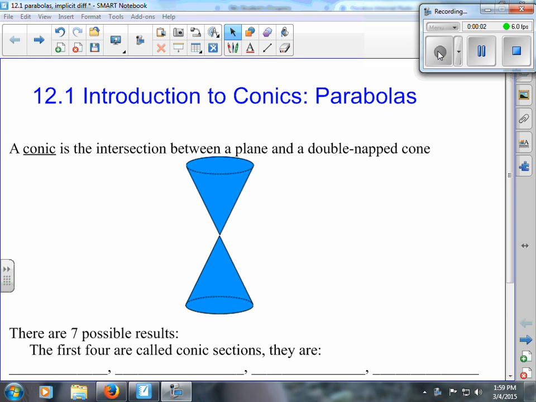Okay, so today we're going to start chapter 12. We are going to learn about some conic sections in this chapter, and we're going to start with parabolas today, and we're also going to do a little bit of circles. But I want to remind you what a conic section is.